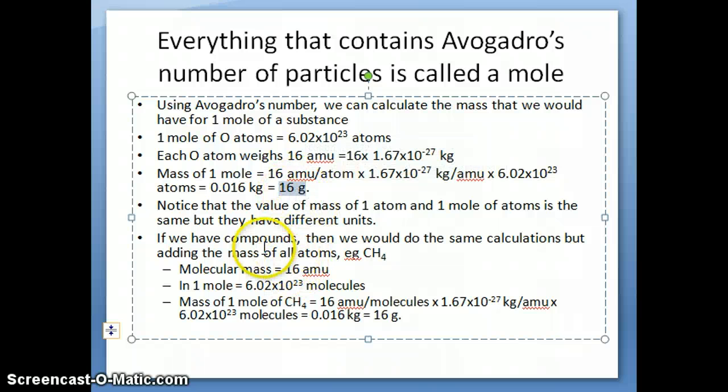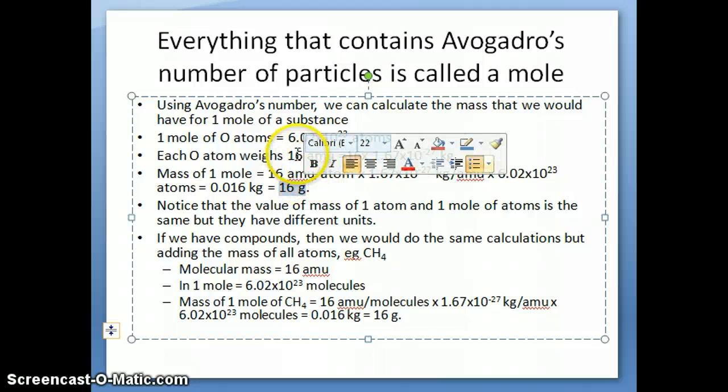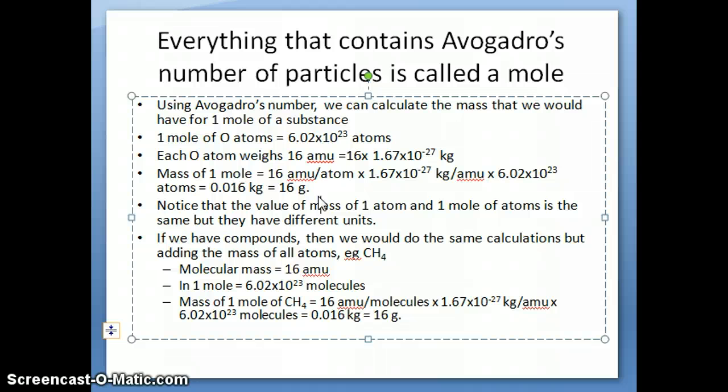Now, one thing I want you to notice at this point is that the value of the mass, whether it's 1 oxygen atom or 1 mole of oxygen atoms, is the same value, 16. But the units are different, right? In this case, you have the AMU unit, which of course means it's a very small mass. It's 16 times this number, which is a very small number. If you have 1 mole of material, you have 16 grams, which is a much bigger number in comparison to the 16 AMU. But you have to notice that it's the same value. So whether you're talking about 1 atom or 1 mole of atoms, you get the same value, except that the units are different.